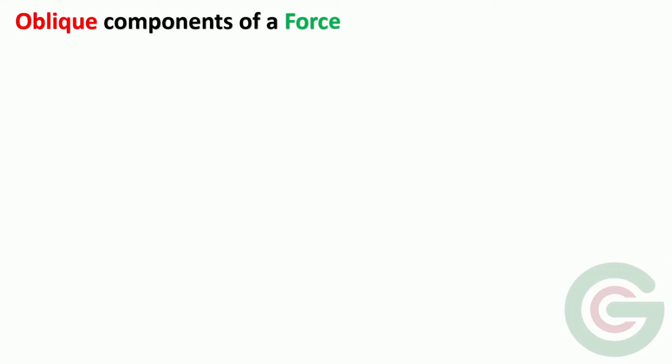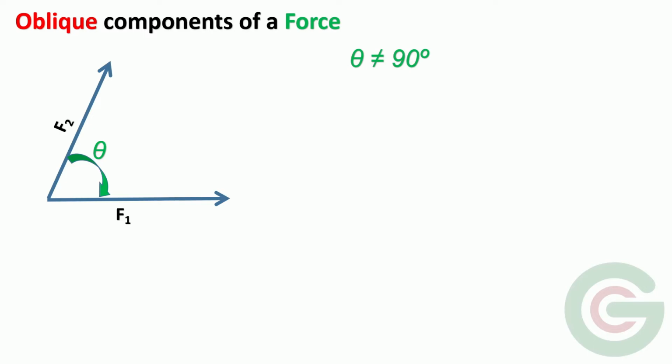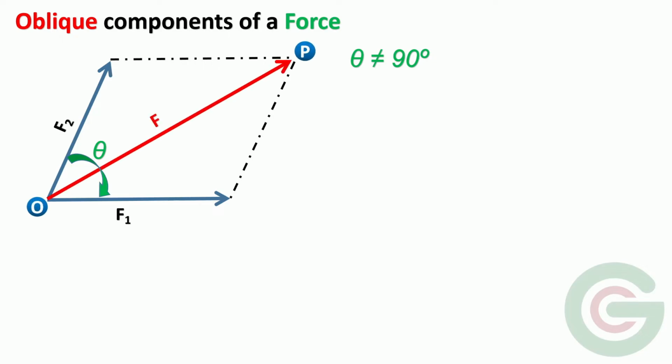Now let us discuss the oblique components of a force. Let F1 and F2 be the two oblique components of a force. Let the angle between them be theta, and we know that for oblique components the angle between them is not 90 degrees. If we draw two parallel lines to the components, the resultant is represented by the diagonal OP. Let the angle between the resultant F and its component F1 be alpha.